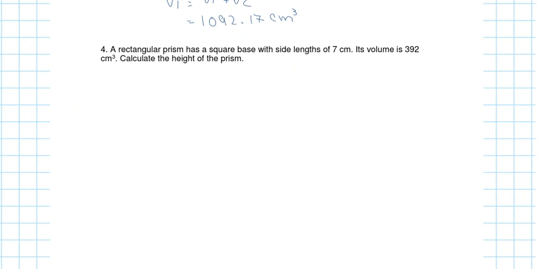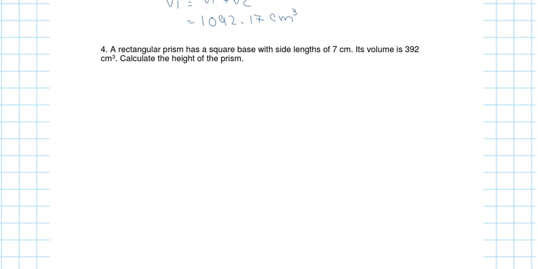All right, a rectangular prism has a square base with side length of 7 centimeters. Its volume is 392 centimeters cubed. Calculate the height of the prism. So what do I know here? I know the side length of the square, and we have the volume. I don't have the height. So I have the length, the width, and the volume, and I'm looking for the height.